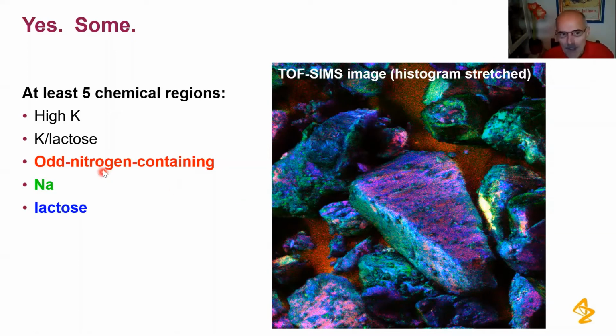Other surfaces have odd nitrogen-containing molecules that we have detected in TOF-SIMS, which I'll say a little bit more about in a bit. And we have some areas that are very strong in sodium. Others are high in potassium, so high that you don't see the lactose signal from underneath. In other cases, you see potassium cationized lactose ions.